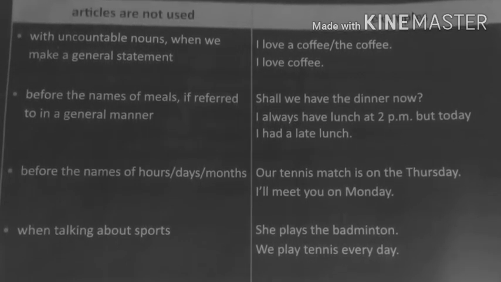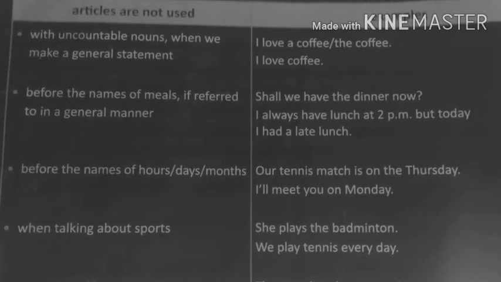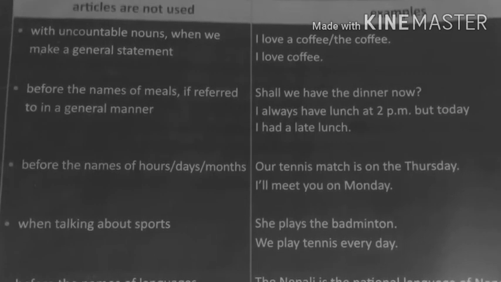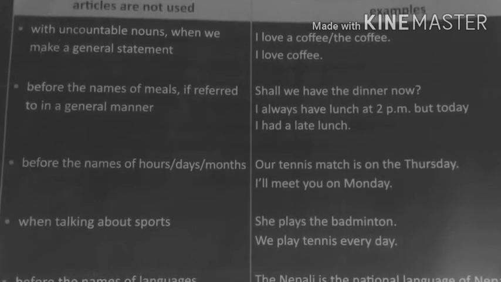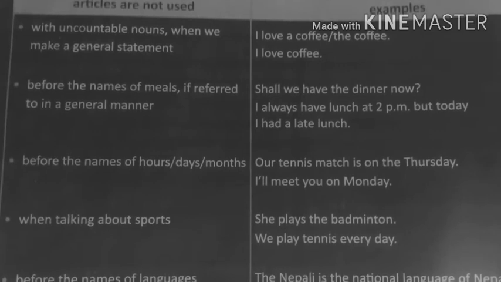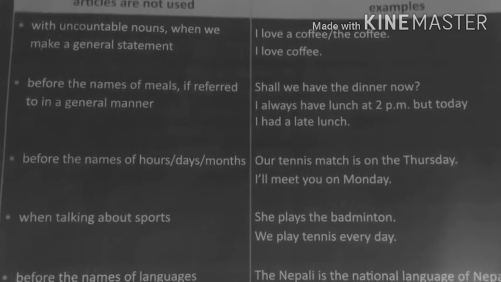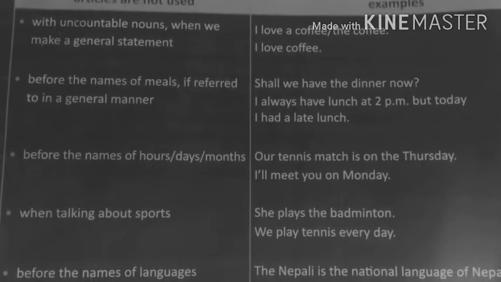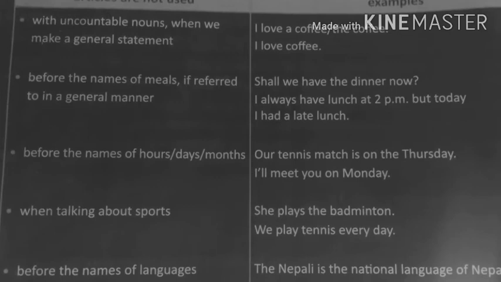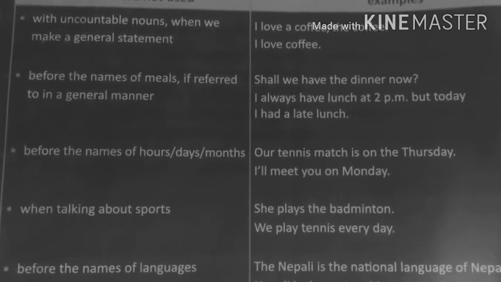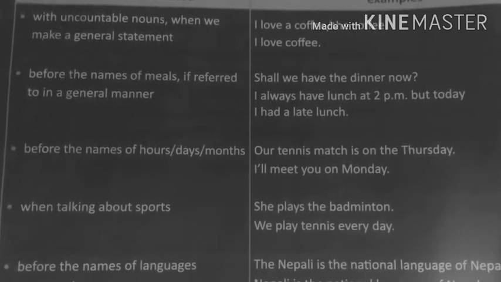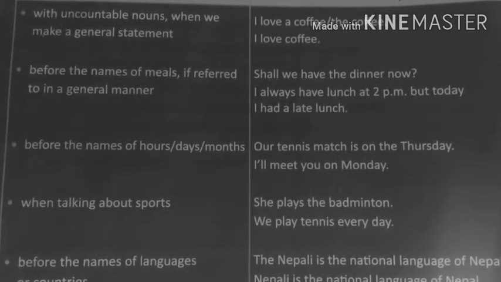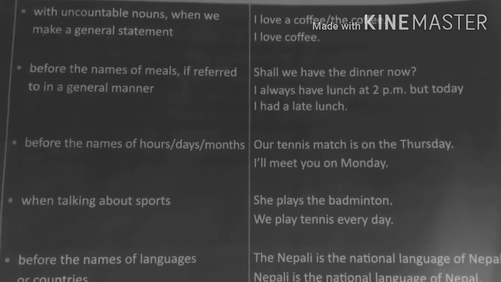Like, our tennis match is on the Thursday. So that is completely wrong. We do not say on the Thursday. Rather, we can say our tennis match is on Thursday, or you can say I will meet you on Monday. When we talk about sports, she plays the badminton. No, that is incorrect. We should say she plays badminton, or we play tennis every day.